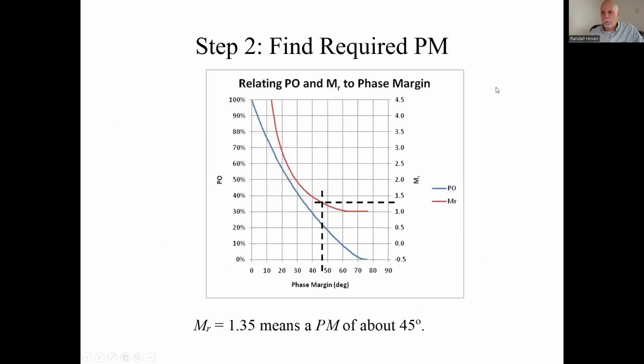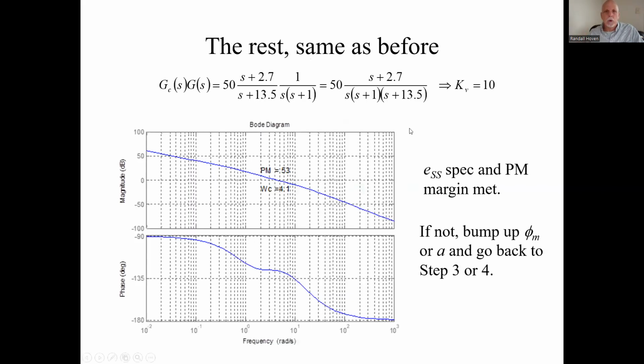The other thing was the phase margin. Now we have a resonant peak. That is the right side of this graph, the red curve. The spec was 1.35. I'll say that's here. Go over to the red curve, go down. It's about 45 degrees. That matches what we did the first time we went through it. But from here on, everything's the same. Once you have that phase margin, finding the P and the Z is still all the same process as we already went through.